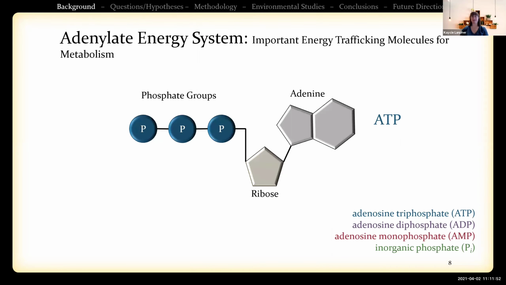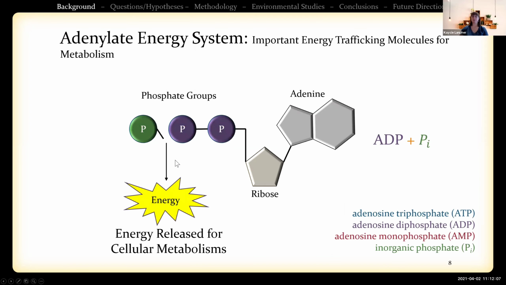If you've been to one of my talks before, this might be familiar: this is ATP, or adenosine triphosphate. We have the adenine, ribose, and then the three phosphate groups. Inside microbes, they hydrolyze this final phosphate group to release energy for metabolism, thus creating ADP and this inorganic phosphate. Using this system, we can track the storage and then release of energy in those microbial organisms.